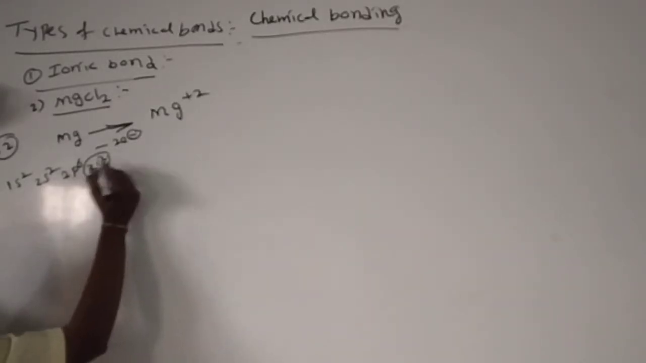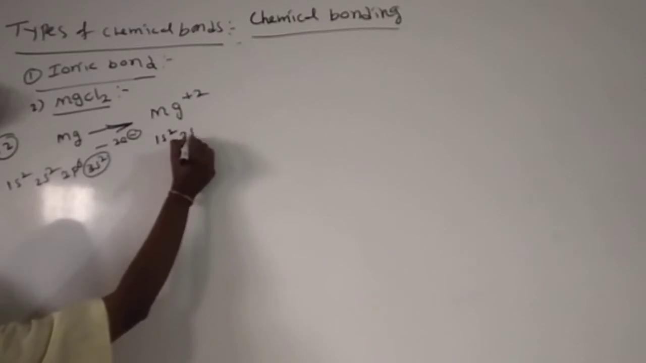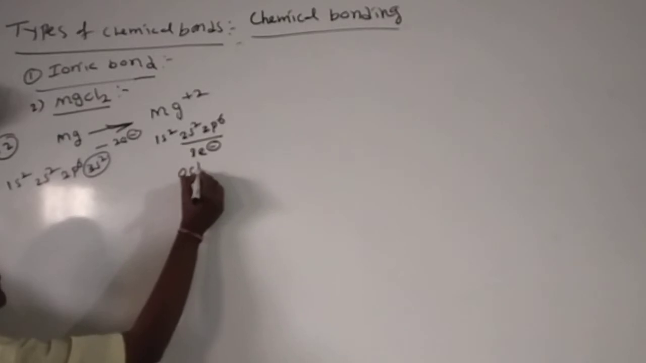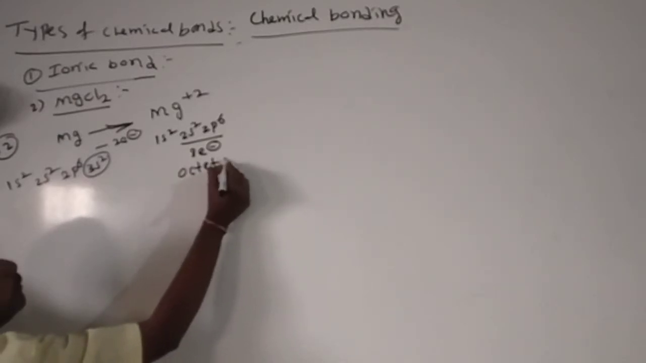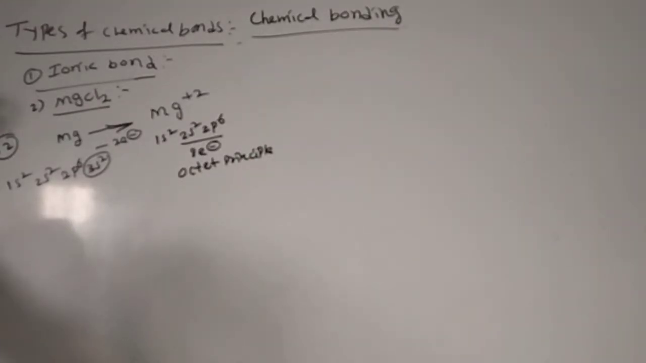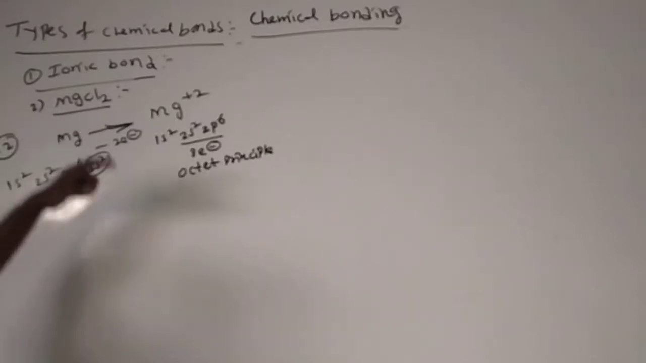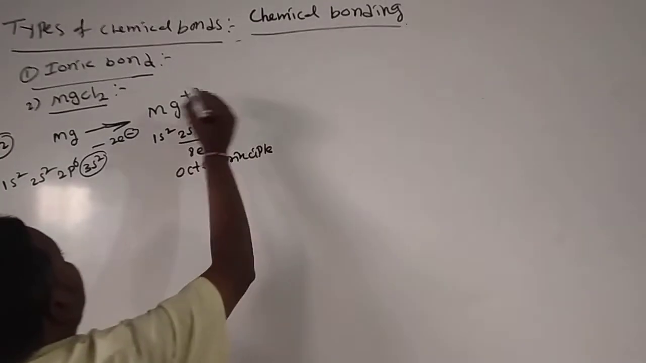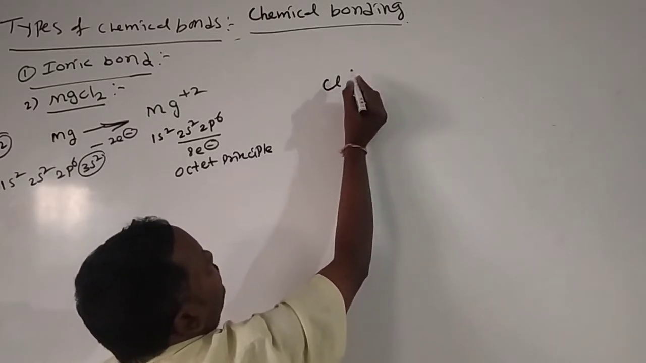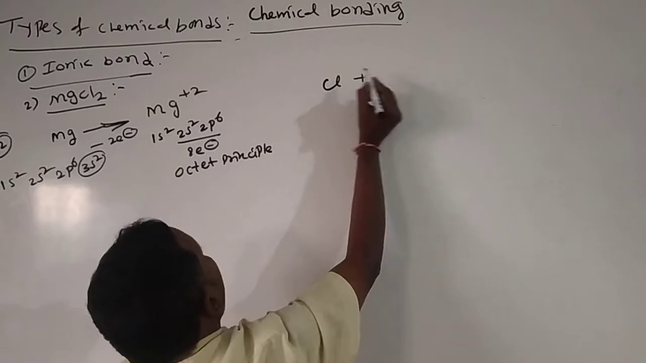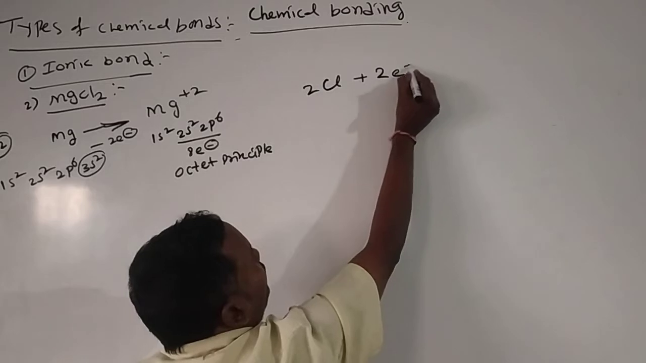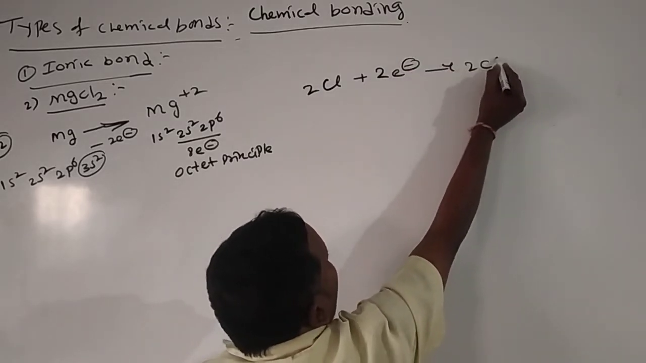What happens here? It loses 2 electrons now: 1s2, 2s2, 2p6. It has 8 electrons. It follows the octet principle. So it is stable. Next, step 1, formation of cation. Second step, formation of anion. Chloride ion is there. MgCl2 contains 2 chlorines, so I take 2 chlorines. Chlorine gains 2 electrons and forms 2Cl minus.